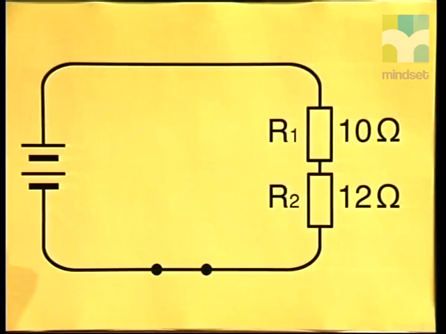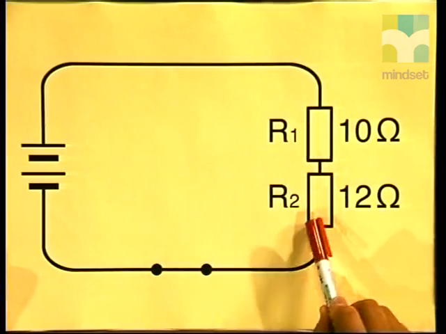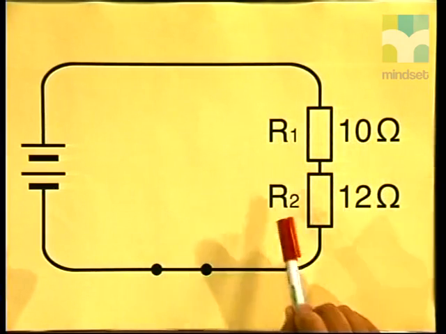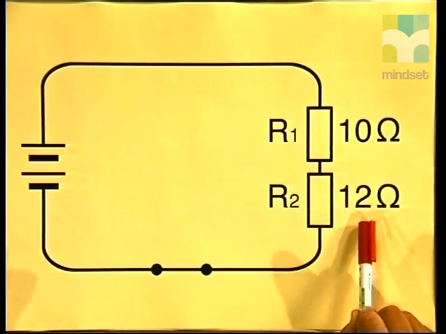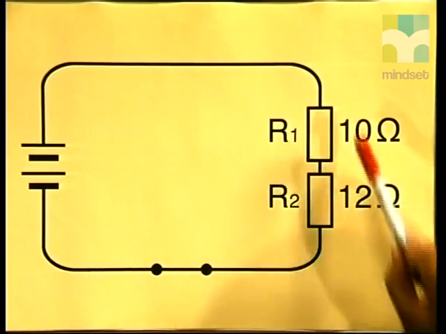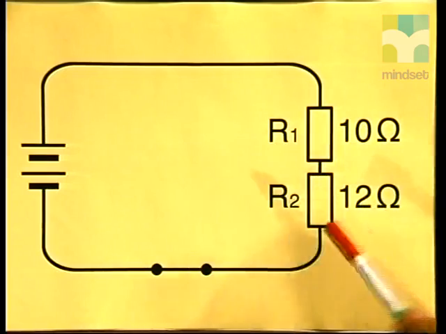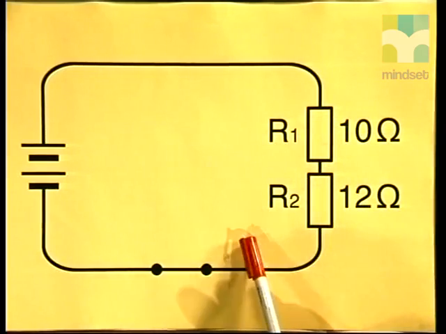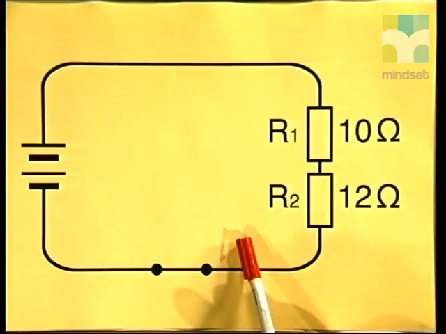This circuit has two resistors connected in series, R1, which has a resistance of 10 ohms, and R2, which has a resistance of 12 ohms. What is the effective resistance of this combination of resistors? In other words, what is the resistance of that single resistor which would replace these two resistors and still allow the same current and the same potential difference to be maintained in the circuit?